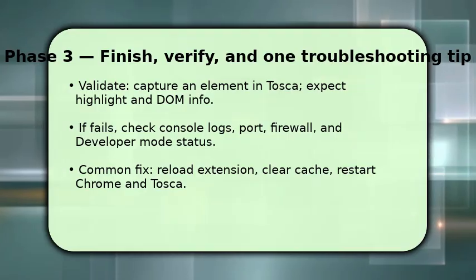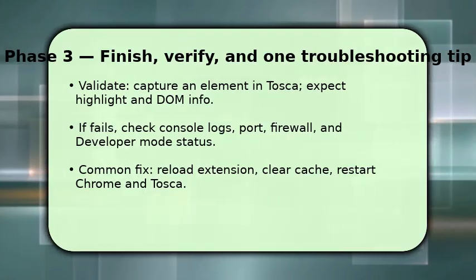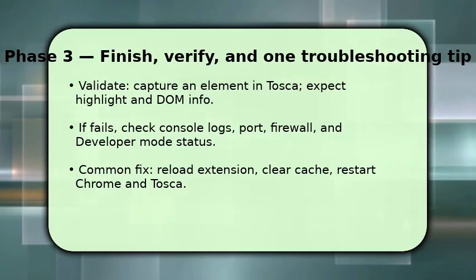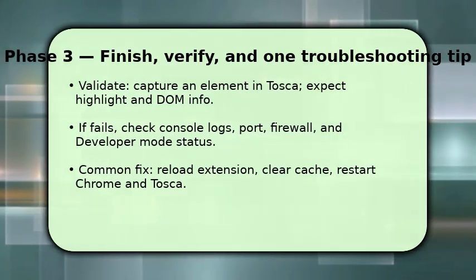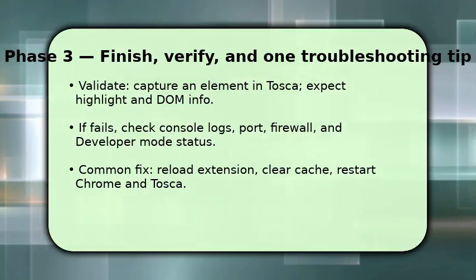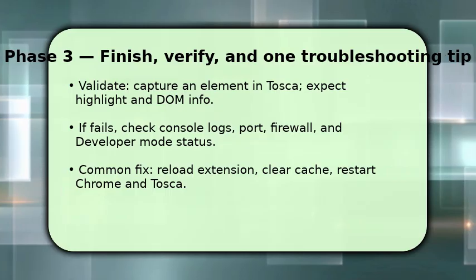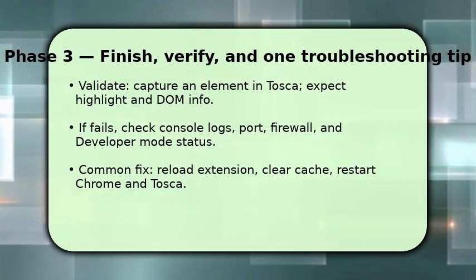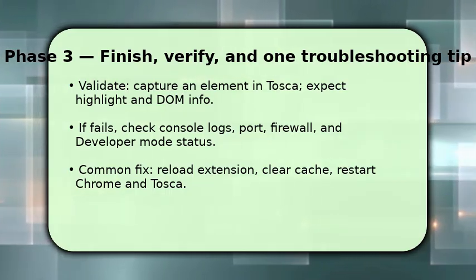Use Tosca to capture a page element and confirm the extension highlights the element and returns DOM attributes. If it fails, check the extension console logs in Chrome, /extensions, click background page, then verify host/port, developer mode, and firewall rules aren't blocking sockets.